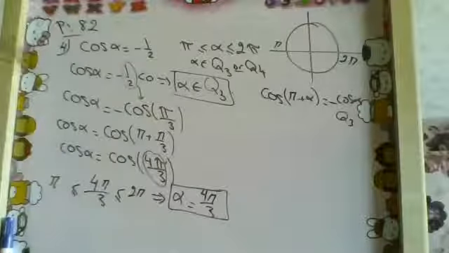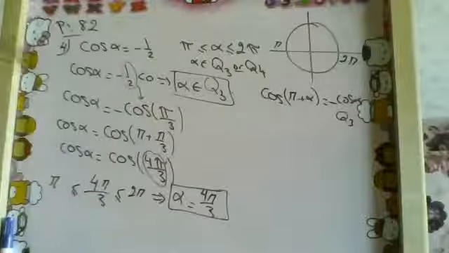According to this interval, it is quadrant 1 or quadrant 4. It means that alpha is in quadrant 1 or in quadrant 4, but here it is in quadrant 1.